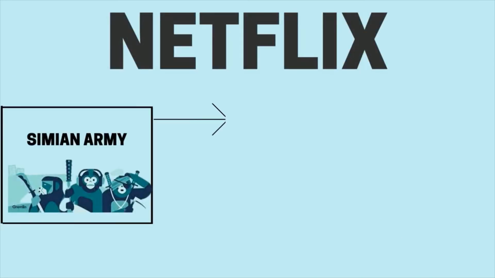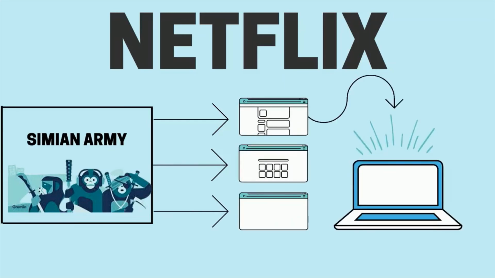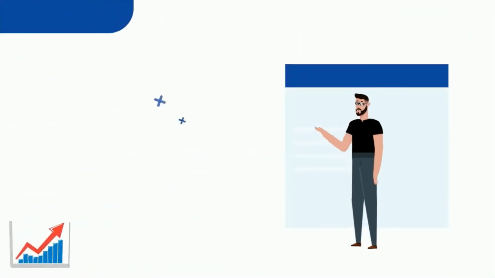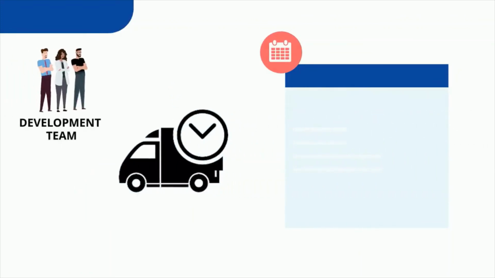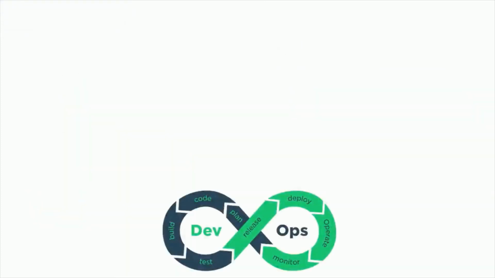Netflix developed a tool called the Simian Army that created bugs in the environment on a constant basis without affecting consumers. Today, an increasing number of organizations are turning to automation to reduce delivery times and the distance between their development and operations teams. There is only one path to all of these, which is DevOps.